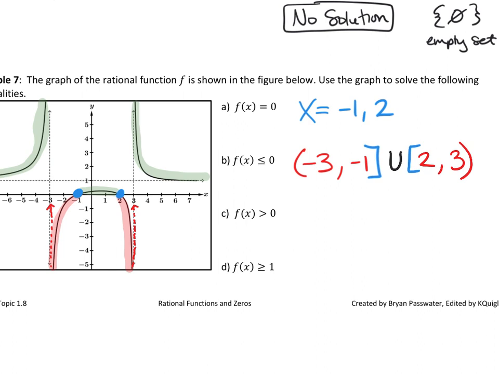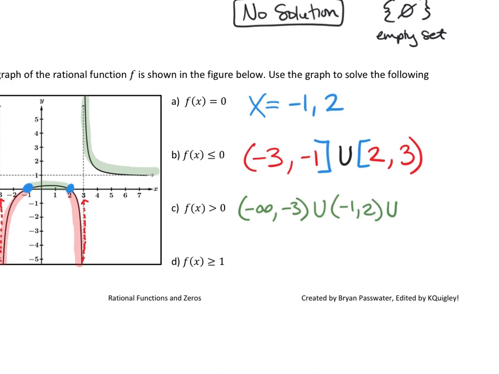Okay, what if I asked you part C, where I'm just asking where is it greater than 0? So not including the blue parts this time, just the green. How many different green sections do you see on my screen? I should have 3 intervals in my answer. Those intervals are from -infinity to -3, from -1 to 2, and from 3 to infinity. Why are all of those parentheses? Yeah, because it's just greater than. There's no or equal to. So for sure, we're going to have just parentheses.